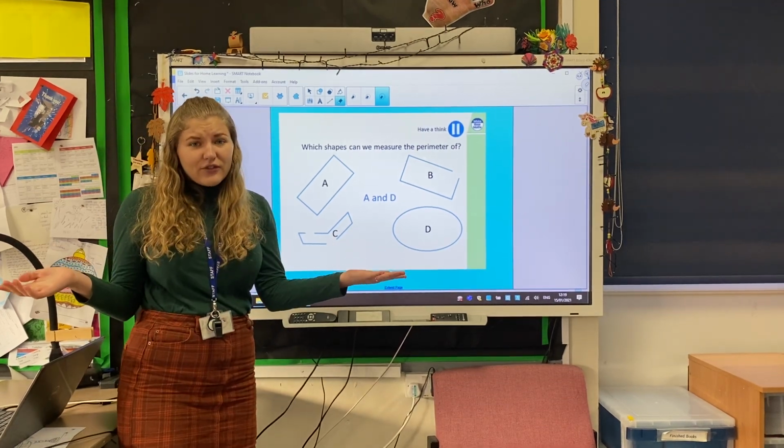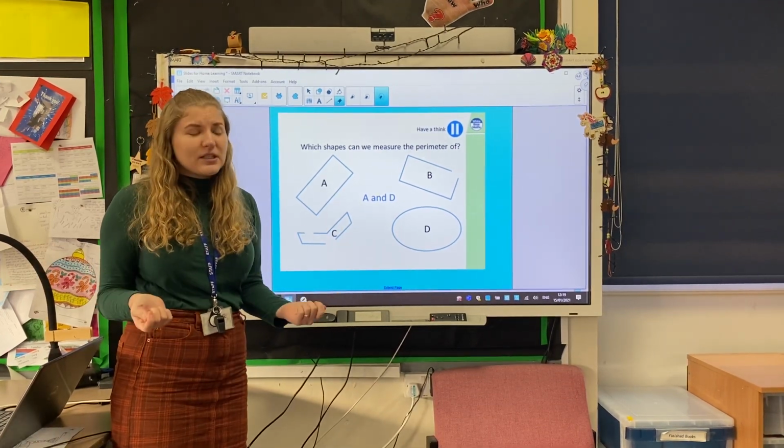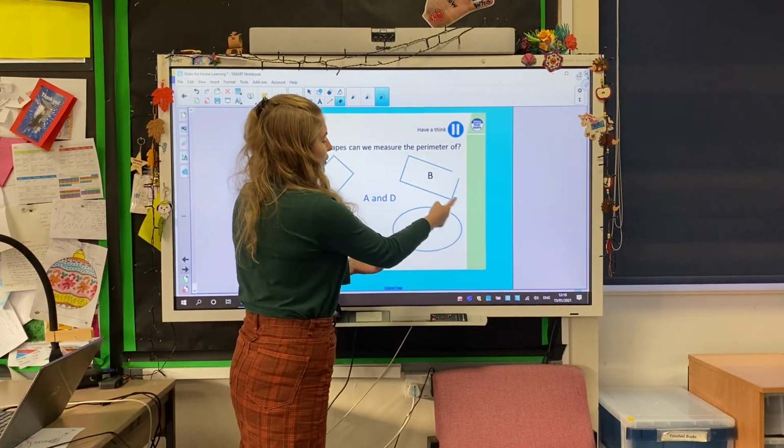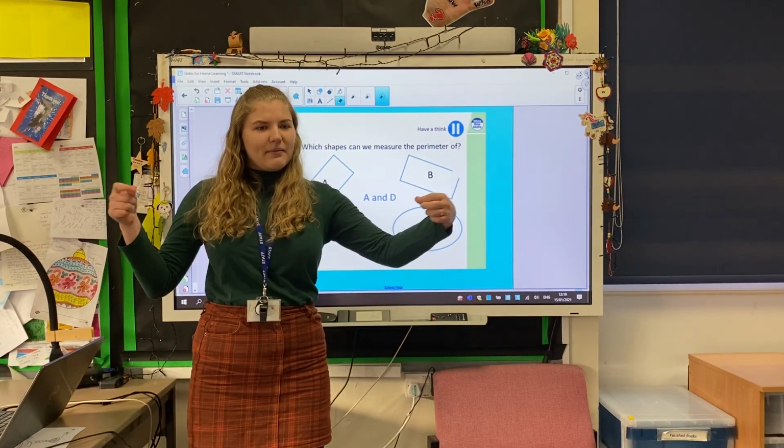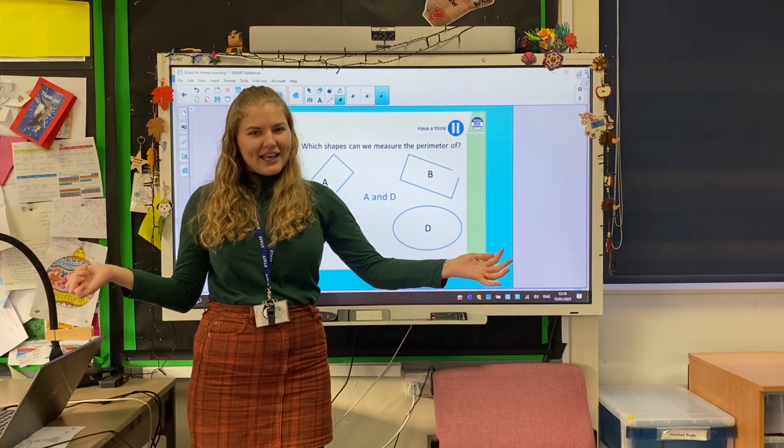But just like in the previous question, if we got a piece of ribbon, we could place it all the way around the outside of that shape and then place it against a ruler and see how big it is.